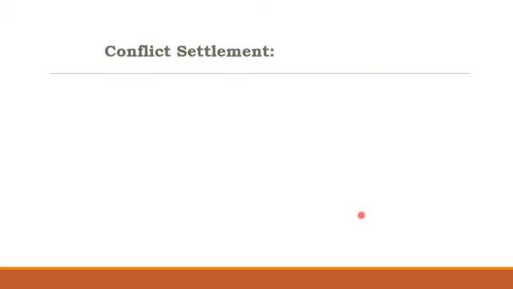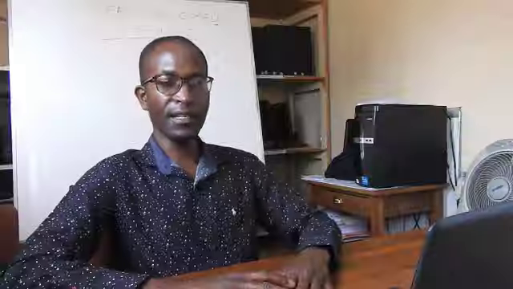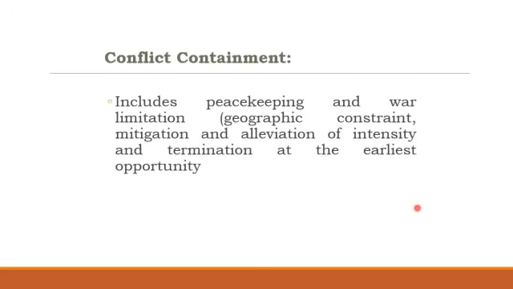The other critical term to define is conflict settlement. This is the stage when parties are reaching an agreement to settle a political conflict or ending an armed conflict. This was defined in the perspective of political conflict and armed conflict. But conflict settlement can be any agreement to end any type of conflict or any form of conflict, be it at macro level or at a micro level. That is conflict settlement.